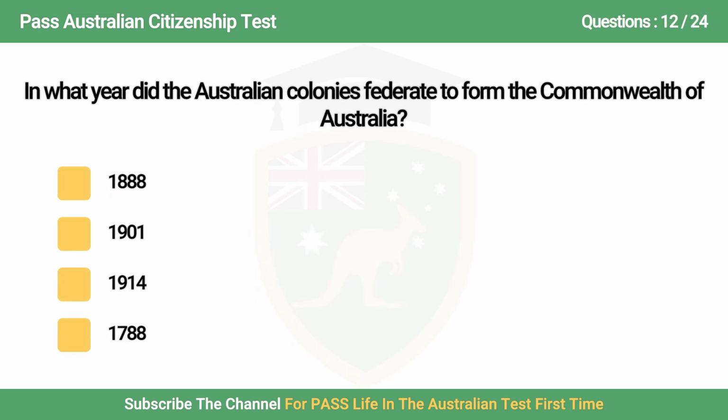Question 12. In what year did the Australian colonies federate to form the Commonwealth of Australia? A. 1888. B. 1901. C. 1914. D. 1788.